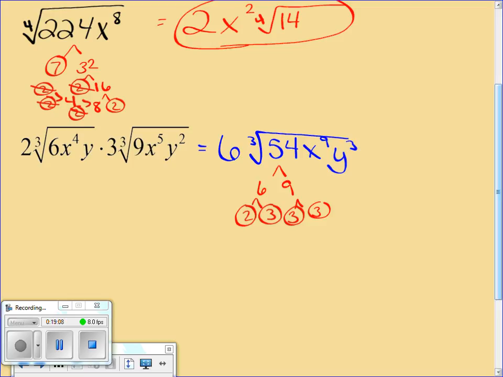All right, how many does it take to come outside? 3. Takes 3 of them. 1, 2, 3. 3 times 6, because it's already out there. 18. What do I do with this 2? Inside.